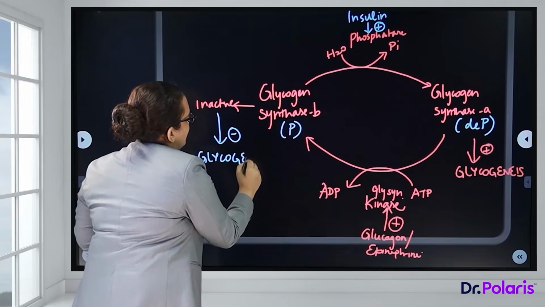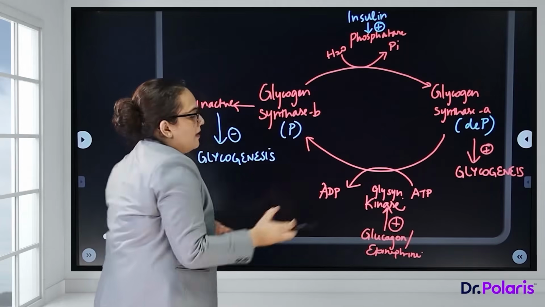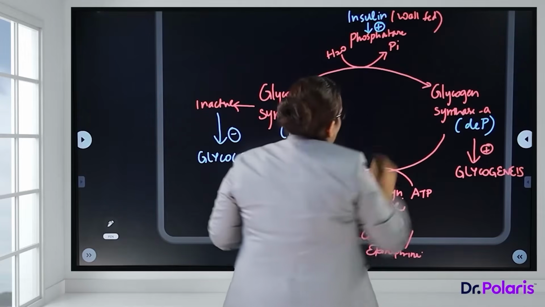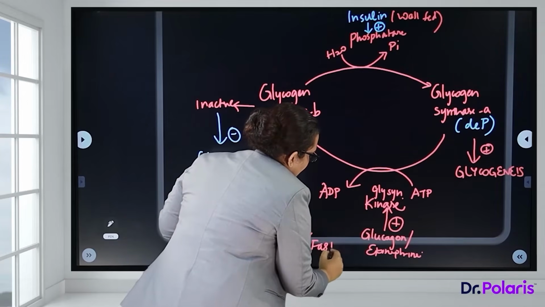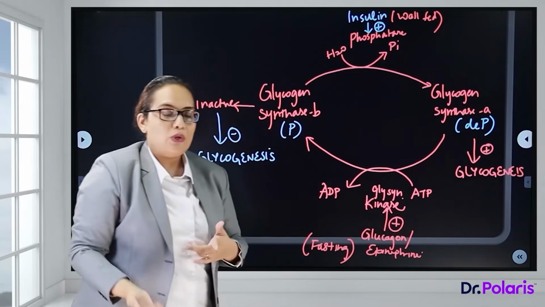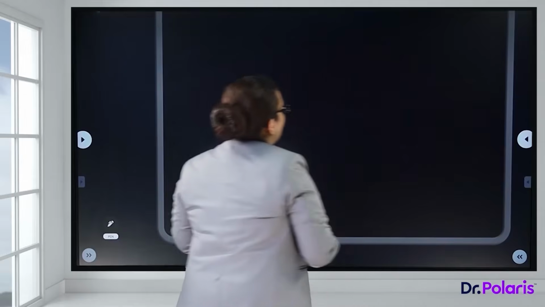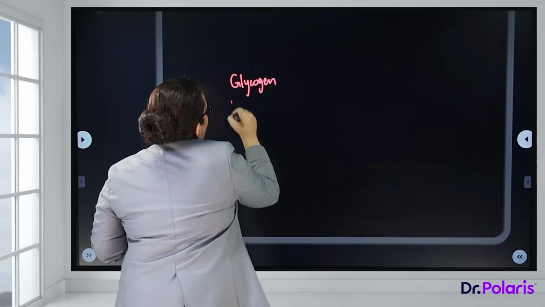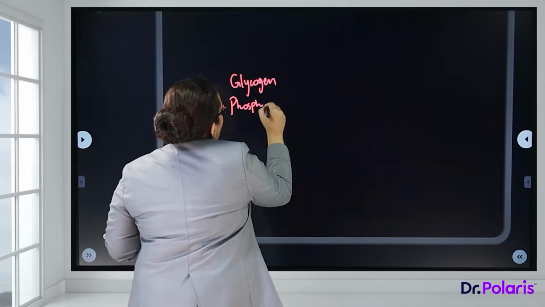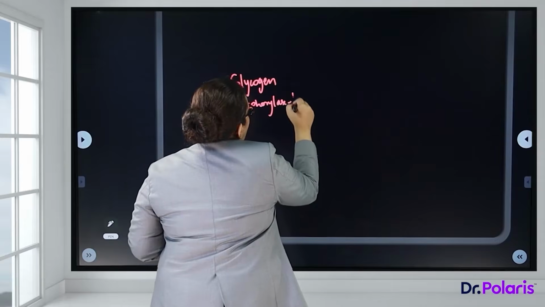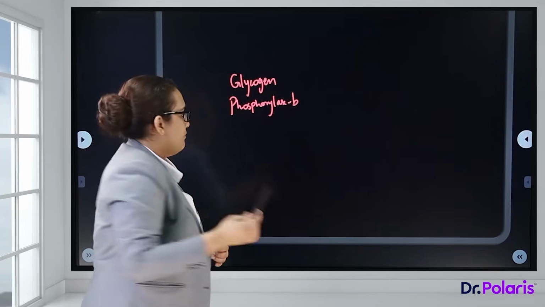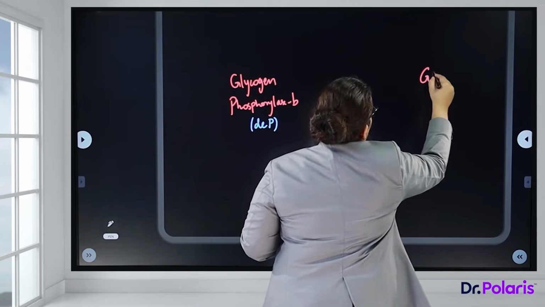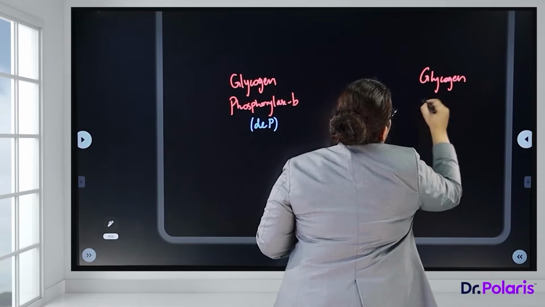So this is what really happens during fasting and well-fed state. This is in the well-fed state and this is the fasting. So this was about glycogenesis. Now let's have a look at glycogenolysis. Again, we'll first just write down the name of the enzymes. Glycogen phosphorylase, and this is the inactive form. The inactive form is in the dephosphorylated state. And then I'll just write here glycogen phosphorylase A, which is the active form.